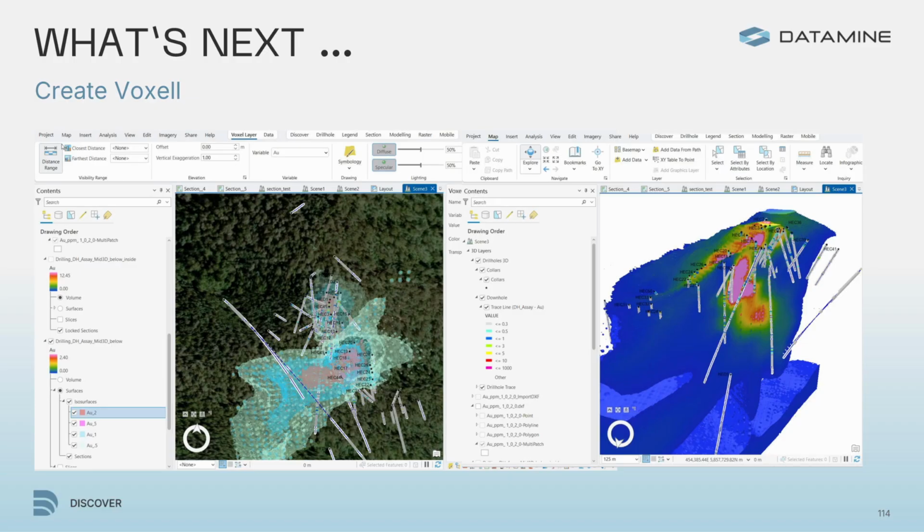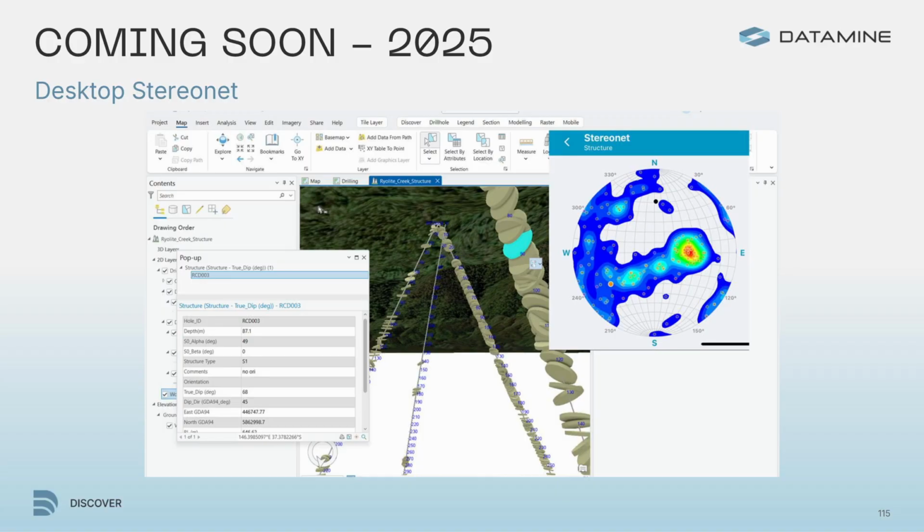Some things we're getting into next, we've nearly finished it, is the ability to create voxels within ArcGIS Pro. You can see you can make isosurfaces from them. Once it's in ArcGIS Pro, there's all these amazing tools to clip, to section, to isosurface. We're also getting a desktop stereo net. We've got a big structural focus.